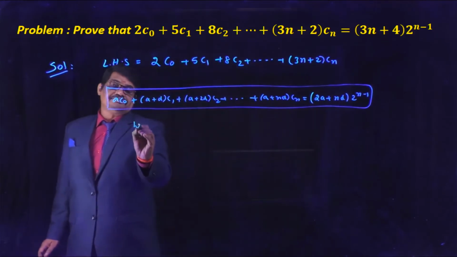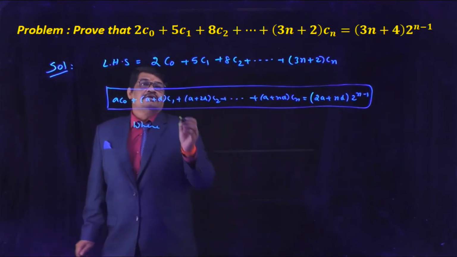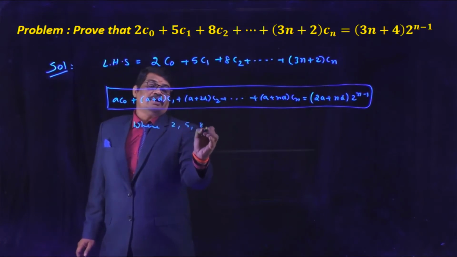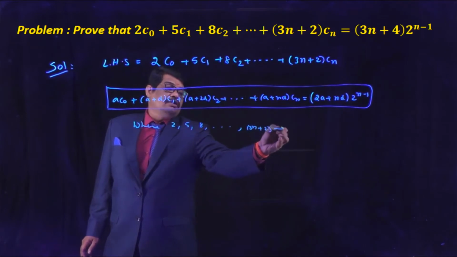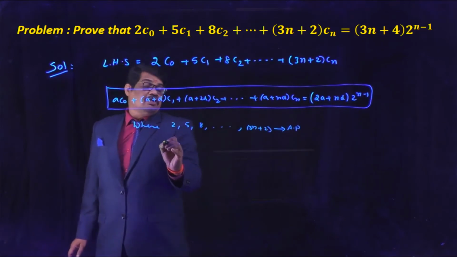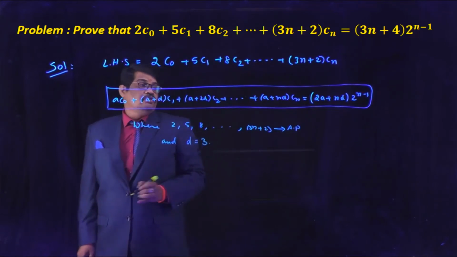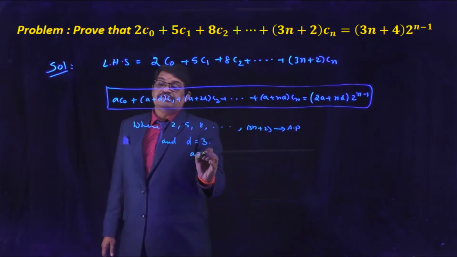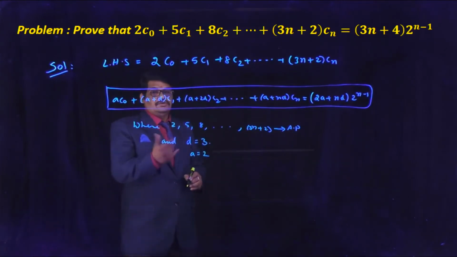The coefficients 2, 5, 8, and so on up to 3n + 2 are in AP. And what is the common difference? The common difference d is 3. Here d is equal to 3, and what is the first term? That is 2. A is equal to 2 and d is equal to 3.